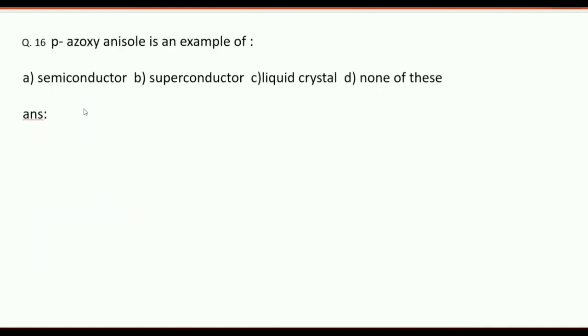Now 16th question: para-azoxyanisole is an example of semiconductor, superconductor, liquid crystal, or none of these. So para-azoxyanisole is an example of a liquid crystal. In solid state it is a white powder, but when we heat azoxyanisole, it becomes a liquid crystal.